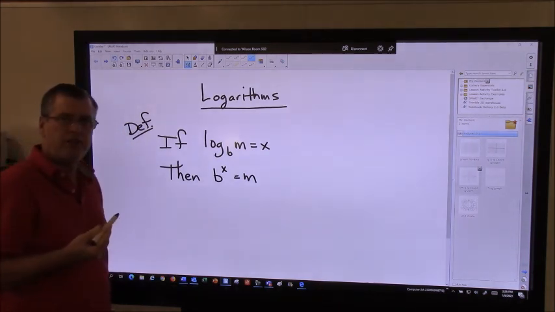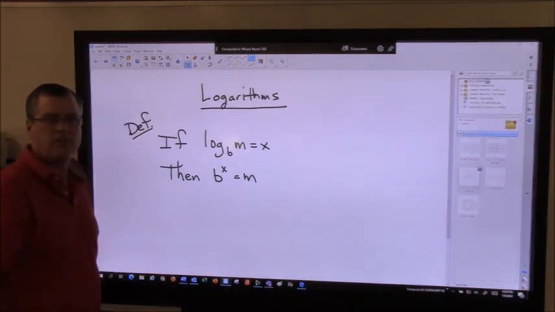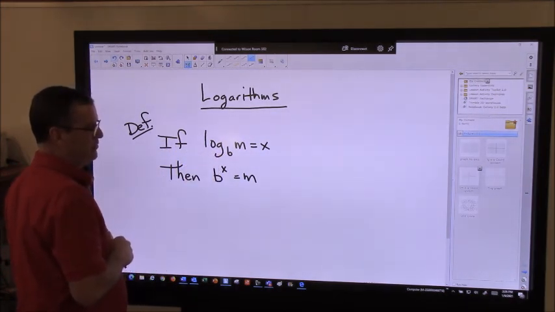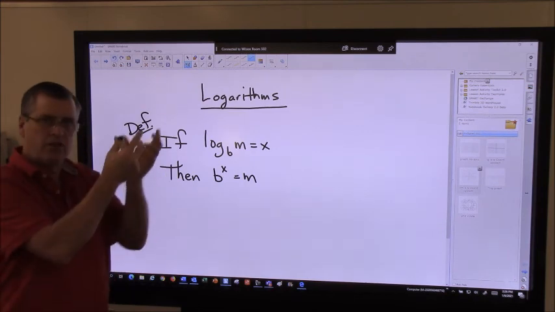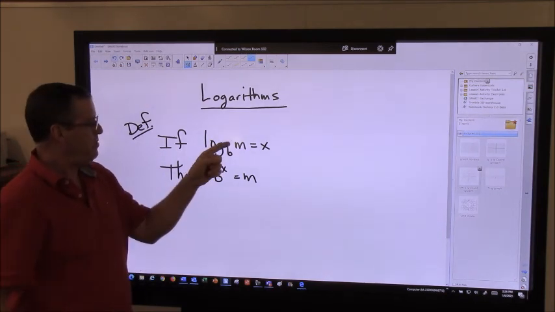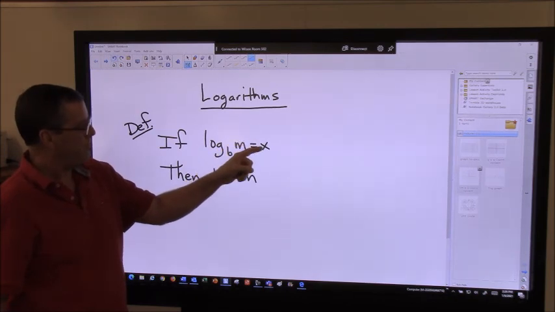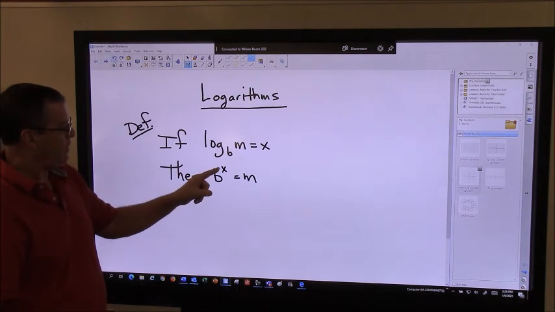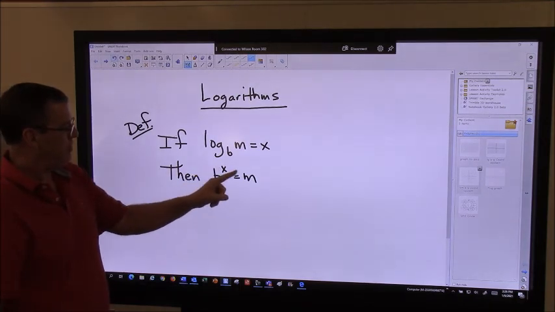And this is kind of a weird definition because when you read it, it doesn't even make sense to you. If log base b, okay, so that b is written down a little bit lower, it's a subscript, of m is equal to x, then this has to be true. b raised to the x power has to equal m.